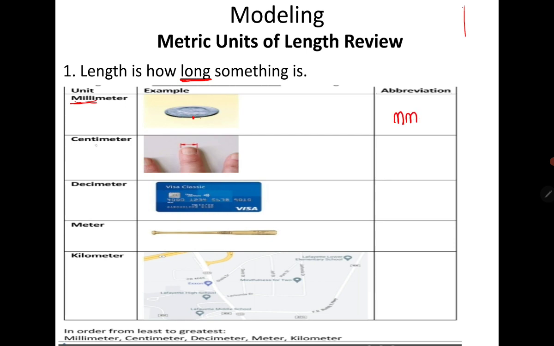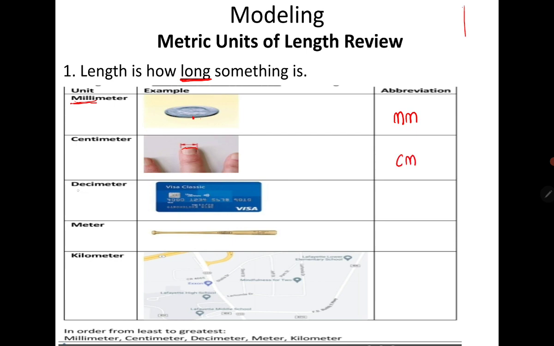The centimeter is the next largest unit. And a centimeter is about the distance across one of your fingernails. And so a centimeter is similar to an inch, but it's a little bit smaller than an inch. But it's still a pretty small unit of measurement. The abbreviation for centimeter is cm.